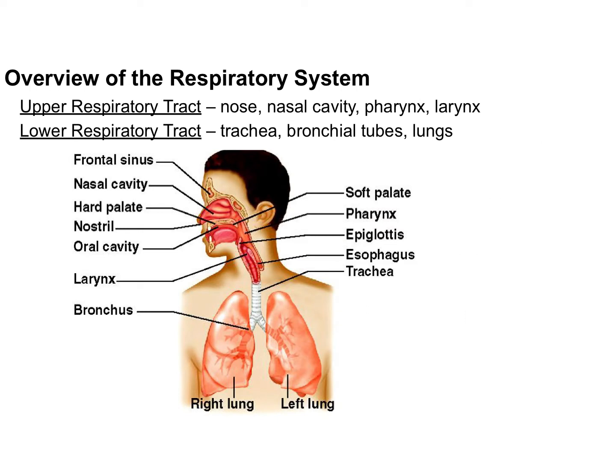Let's get to the basic anatomy. To help you chunk this information, the gross anatomy of the respiratory system can be broken down into 2 big parts: the upper respiratory tract and the lower respiratory tract. The upper respiratory tract includes the nose and nasal cavity up here, the pharynx, which is back here, and then the larynx, which is down in this area right here. Then we switch to the lower respiratory tract. And that's where you get to the trachea. The trachea splits into the bronchial tubes and into the lungs themselves.